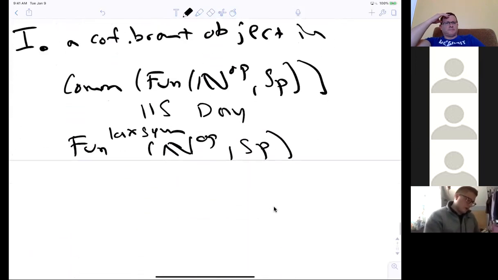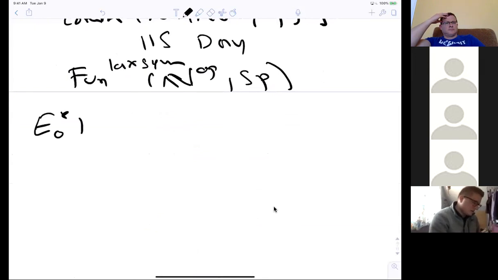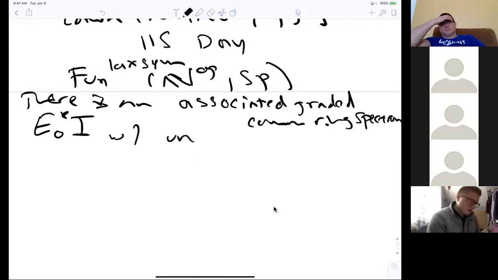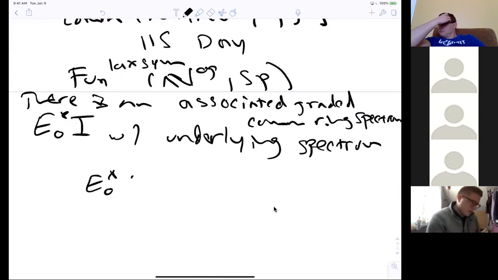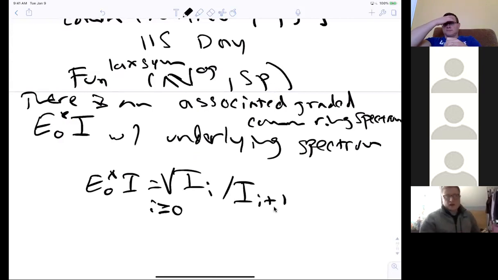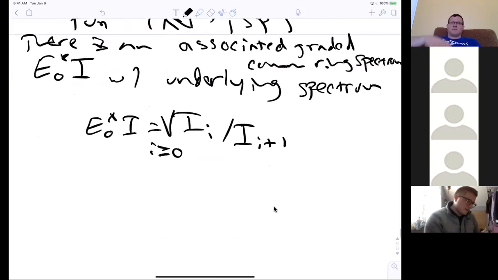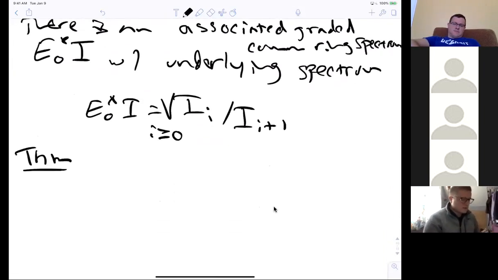Okay, so there's also an associated graded commutative ring spectrum, with underlying spectrum given by the big wedge over i greater than or equal to 0 of I^i / I^{i+1}. That's what you would expect for the associated graded on underlying spectra, but then you can build it as a commutative ring spectrum. All right, so let me state the most general version, or actually it's not even as general as we have it in our paper, but it's almost the level of generality of the paper.